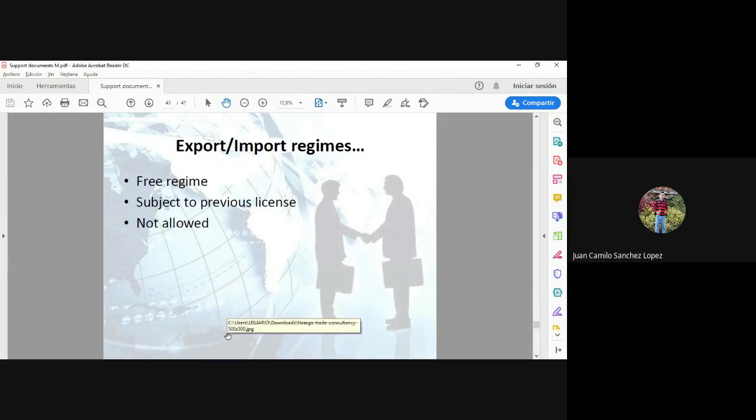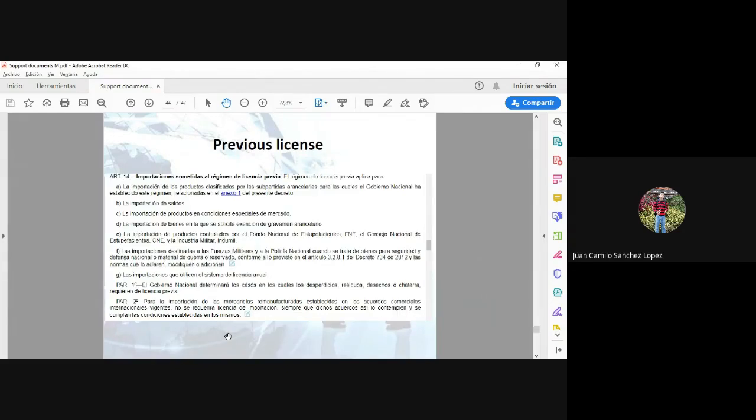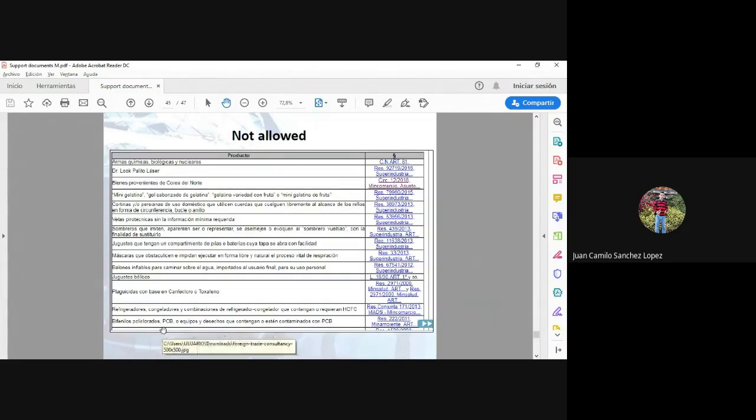It means that it is impossible to import those products from abroad to Colombia. Here there are some products that need a special previous license, and those that are not allowed for importing, for example chemical, biological, or nuclear weapons. It is not possible to import those products to Colombia. So here there are some examples, and you can check it out here. You can get some extra information on those products on the internet.